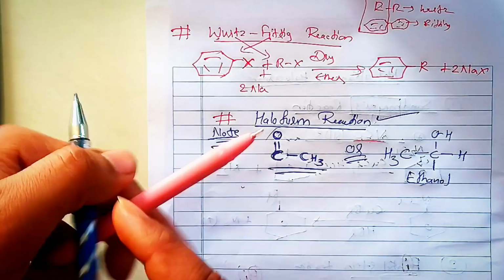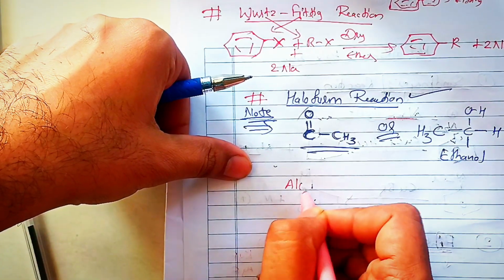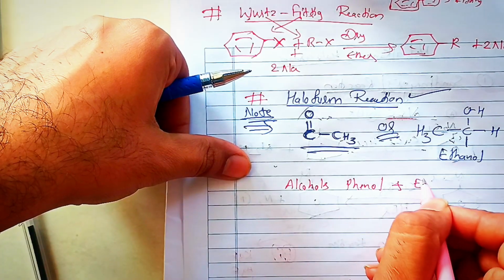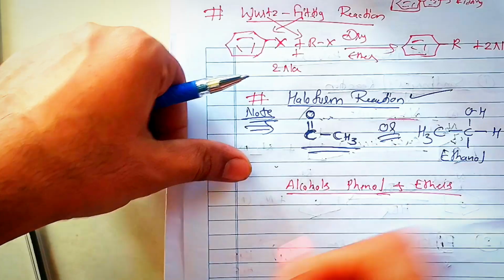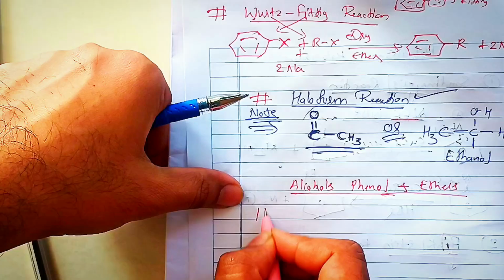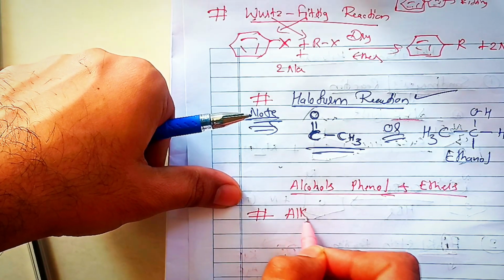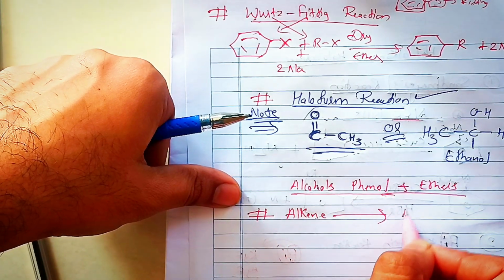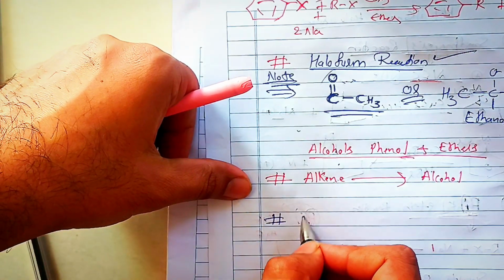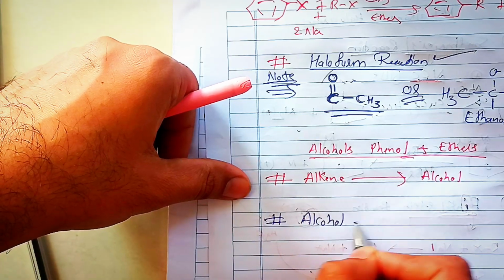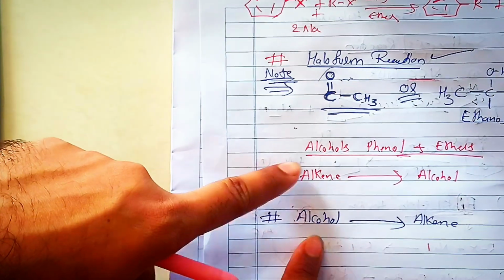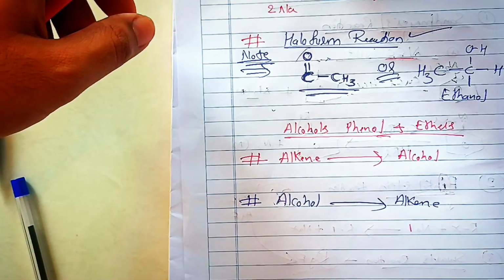Now we will go for alcohols, phenols and ethers. Here there will be two most important reactions. The first one will be alkene giving rise to alcohol, and the second reaction will be alcohol giving alkene. In these two reactions, one reaction will be 100% fixed.